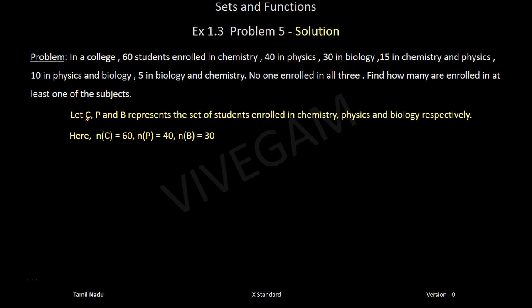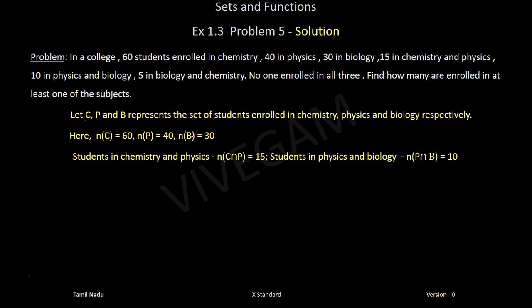So if we define the students, here we are defining C as a set which represents students enrolled in chemistry. C will be the list of all the names of the students who are enrolled in chemistry. Similarly for physics and for biology. So we can count and find the number of elements. N of C is given here as 60, N of P is 40, N of B is given as 30.